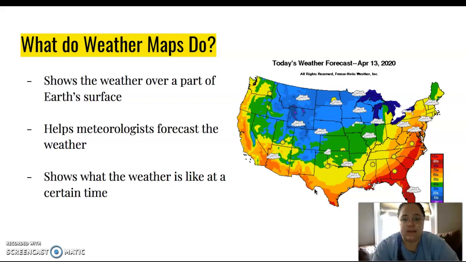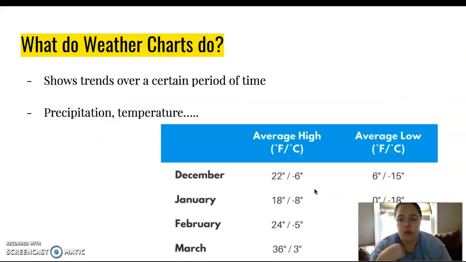We could be outside at recess, it could be nice and sunny out, and then all of a sudden it starts to rain. Weather is a time by time type of thing. So this weather map does not stay accurate for too long because before you know it, the weather is going to change. Weather charts are typically like numbers that are shown in a chart format.